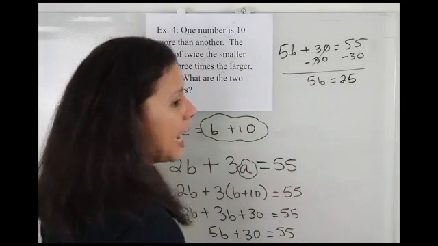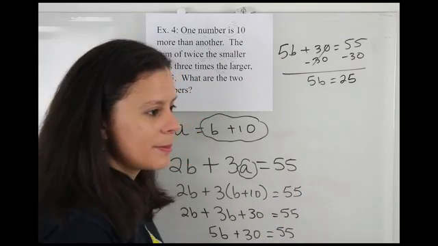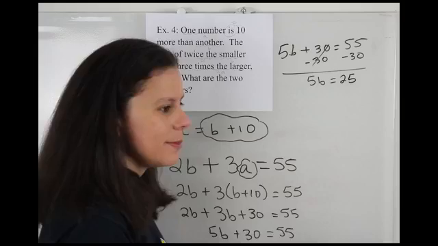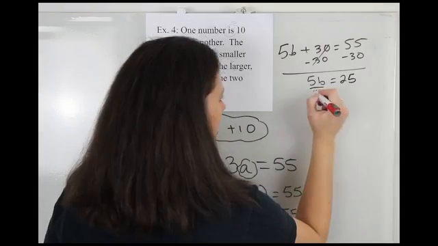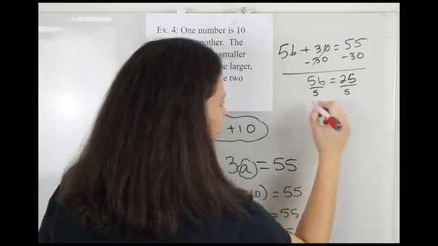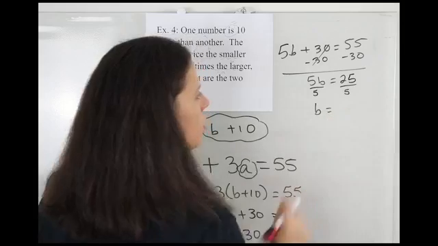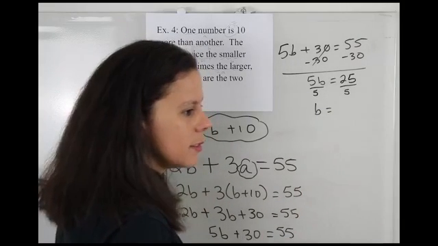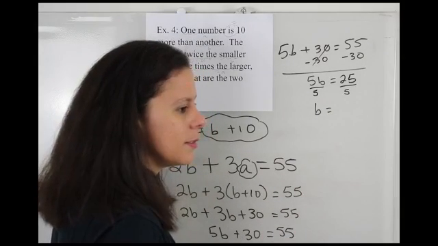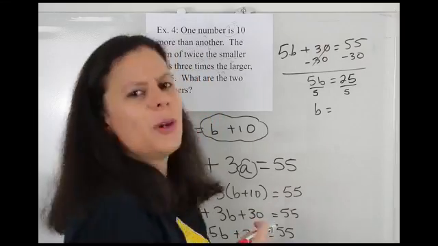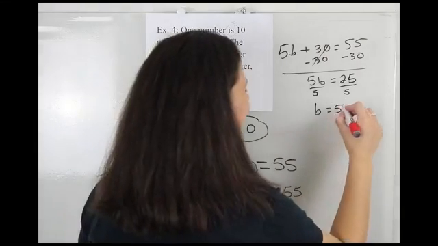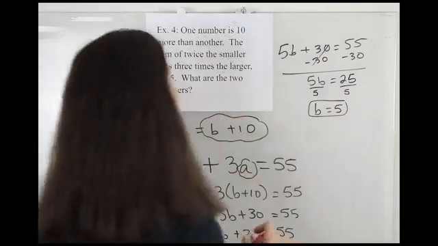So what do I do now? And now you divide both sides by 5. Now I divide by 5. So b equals 25 over 5, which is 5. So b is equal to 5.